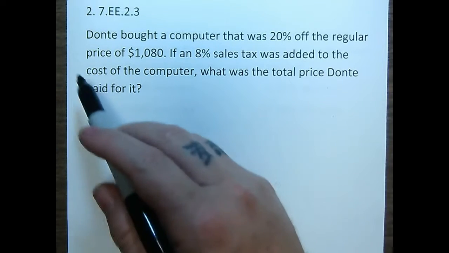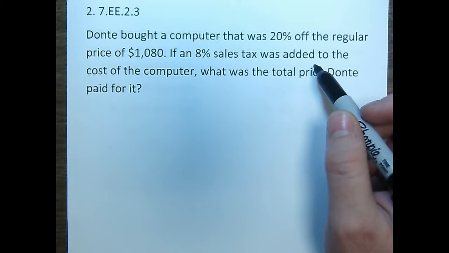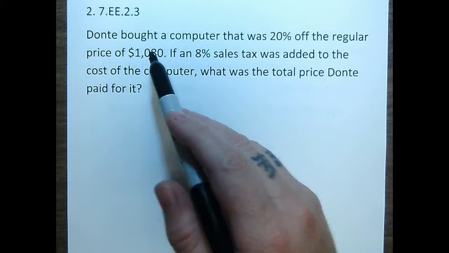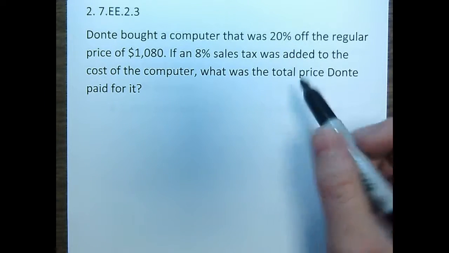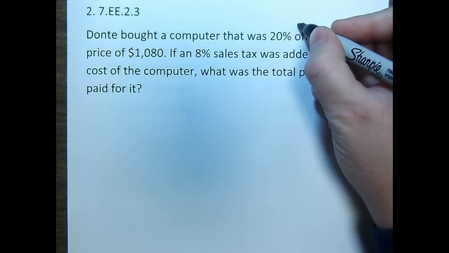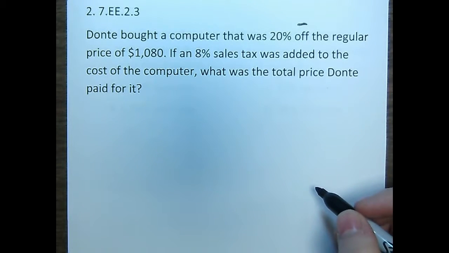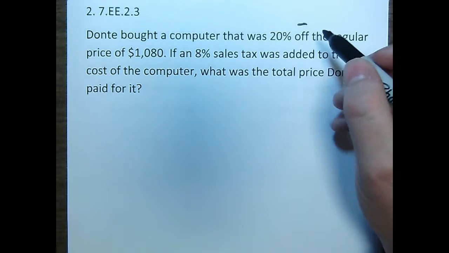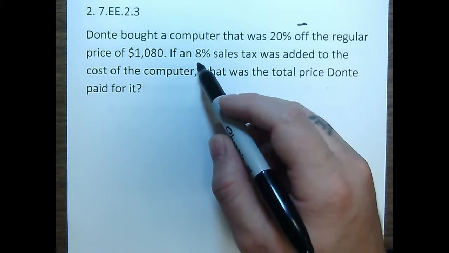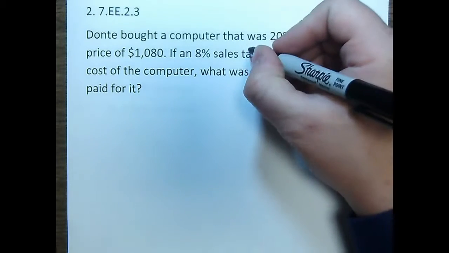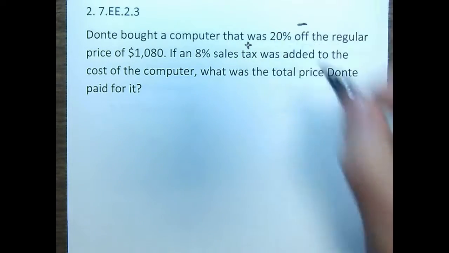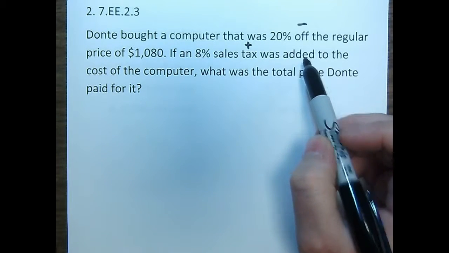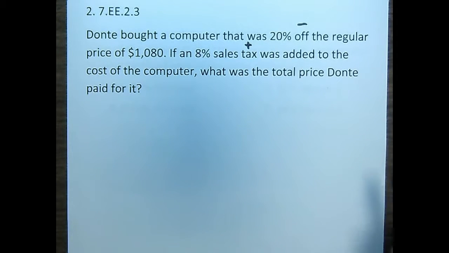For these, I like to go through the word problem and make sure that we know what's going on. So we know we're buying a computer, and we know that it's 20% off. So I'm going to put a little subtraction sign above "off", because I know that 20% needs to subtract from the total. And then after that, we have an 8% sales tax, and I put a little plus above the tax because I know that tax is always added. It even says right here that it's added to the cost.